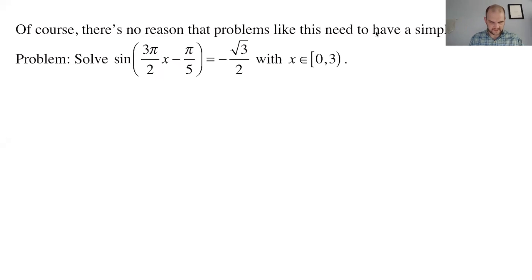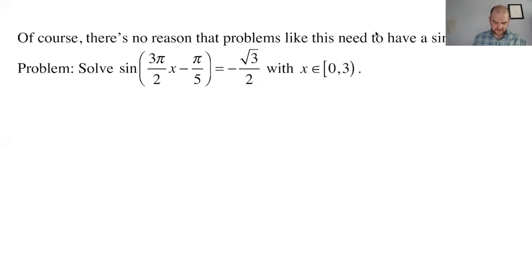All right, we're back. We're still on page 84, and now we're going to do a u substitution problem that really gets into what u substitution is all about. So I'm going to do a let statement. I'm going to say let u equal 3 pi over 2 times x minus pi over 5.